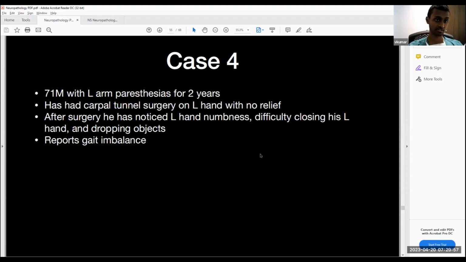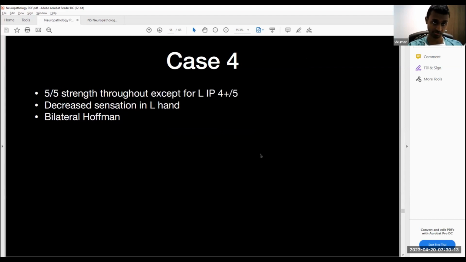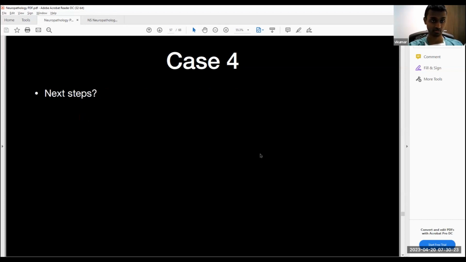So this is a 71-year-old guy with left arm paresthesias for 2 years. He's had carpal tunnel surgery on the left hand, no relief. After surgery, he noticed left hand numbness, difficulty closing his hand, dropping objects, and also gait and balance problems. On exam, he's fully intact except for left iliopsoas, which is 4+ out of 5 strength. He's got decreased sensation in the left hand. He has brisk bilateral Hoffman's. So what would you do?